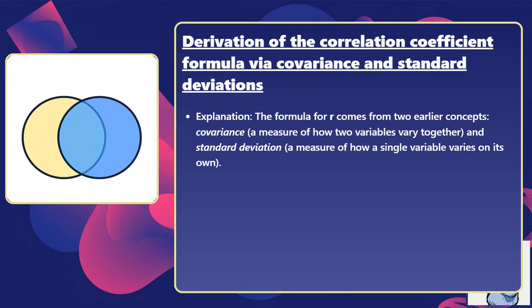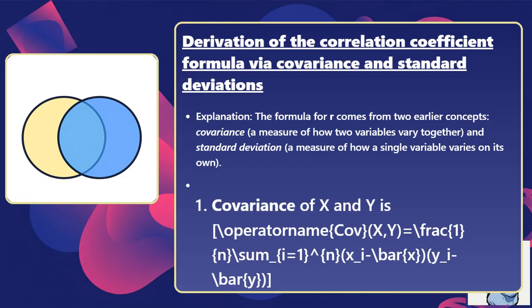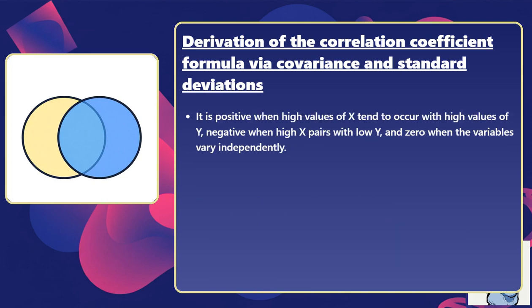Explanation: the formula for R comes from two earlier concepts: covariance, a measure of how two variables vary together, and standard deviation, a measure of how a single variable varies on its own. Covariance of x and y is cov(x,y) equals 1 over n times the sum from i equals 1 to n of (x_i minus x bar) times (y_i minus y bar). It is positive when high values of x tend to occur with high values of y, negative when high x pairs with low y, and 0 when the variables vary independently.